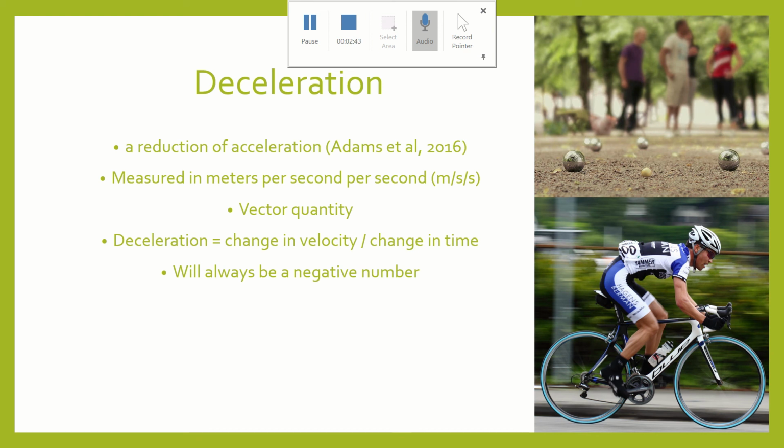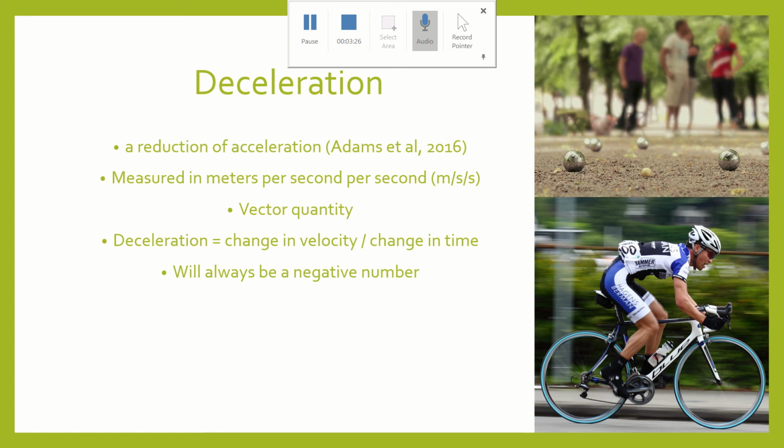For example, a cyclist may slow down from a velocity of 30 meters per second to 18 meters per second within 4 seconds. To find the change in velocity, we do the final velocity minus initial velocity. 18 minus 30 equals minus 12. Then what you do is minus 12 divided by 4, which equals minus 3 meters per second per second. So the cyclist decelerates at minus 3 meters per second per second. Deceleration is always a negative value.